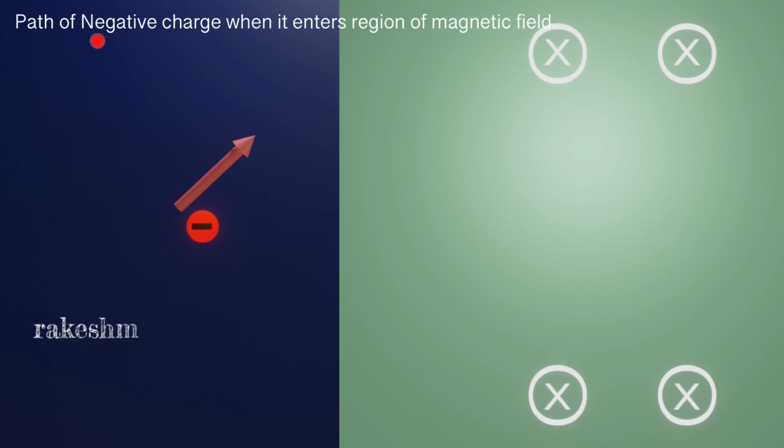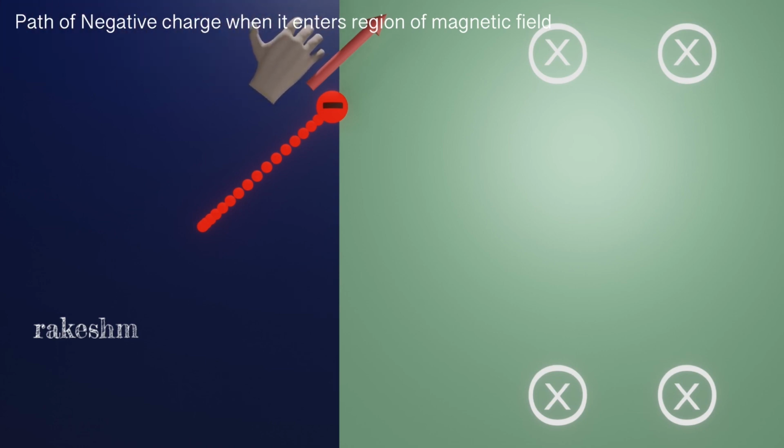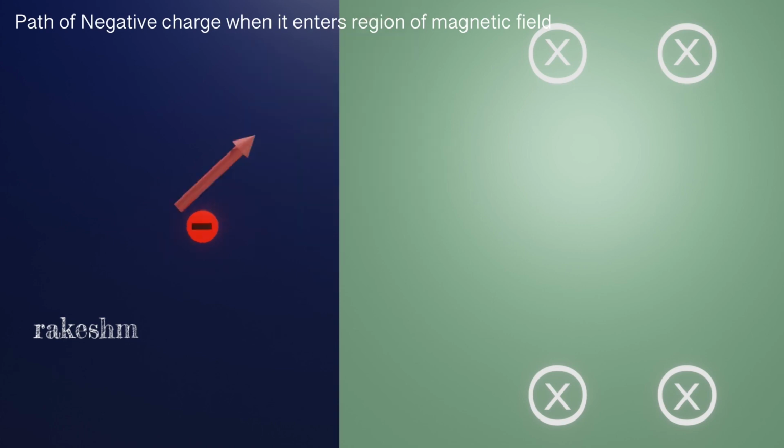Let us now look at the path of a negative charge when it enters the region of magnetic field as shown. We find the direction of force on the negative charge using the right hand thumb rule. The dark red arrow represents the force vector and the light red arrow represents its velocity vector.